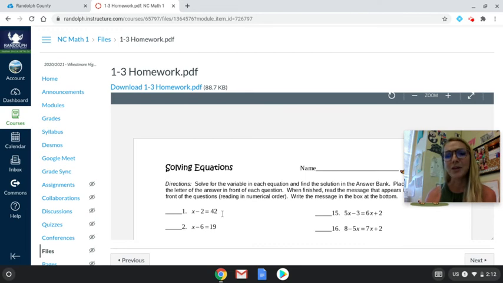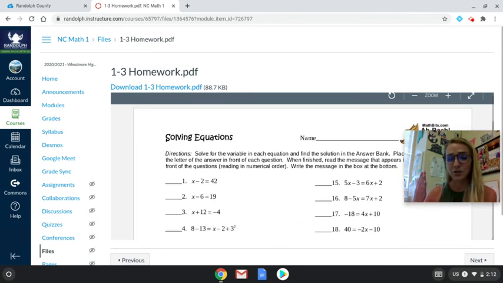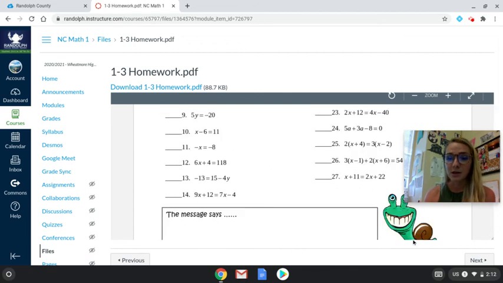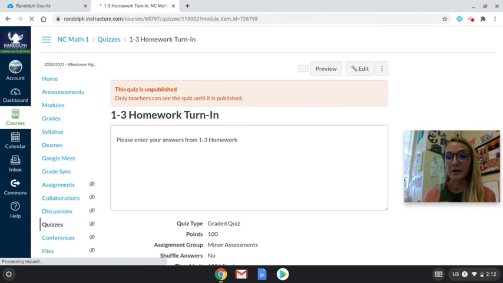I don't care about the letters. I want your numbers. The answer 44 is what I need. Once you've done all of those things here, we'll click next. And this is where I need you to enter the numerical answer, the number answer that you get for all your problems. So it's a quiz, kind of like our homework was yesterday. You'll just again type in the number.